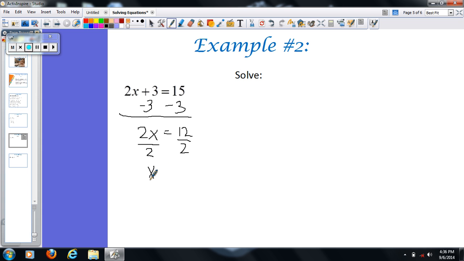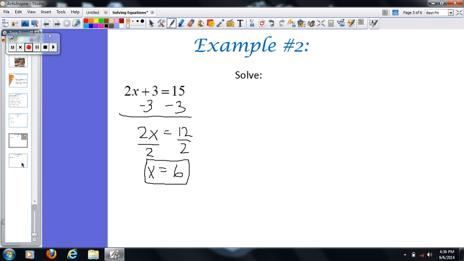And then I'm going to get x equals 12 divided by 2 is 6. Okay, so here we used the subtraction property of equality, and then we also used the division property of equality as well.